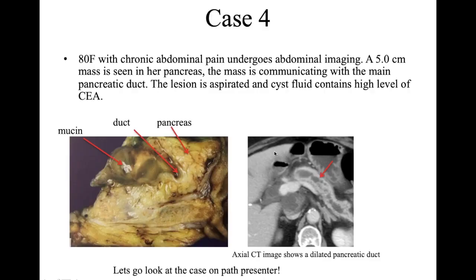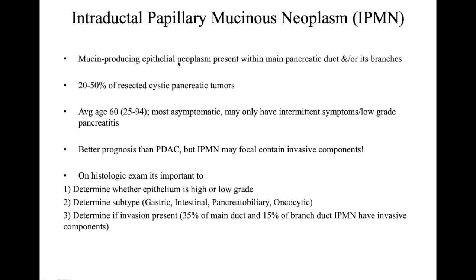So let's take a look. What do we have here? So we have intraductal papillary mucinous neoplasm, also known as the IPMN. It is a mucin-producing epithelial neoplasm. It's present within the main duct, or it could be present within the branches. It is a pretty common neoplasm. It's found in 20 to 50% of resected cystic pancreatic tumors.